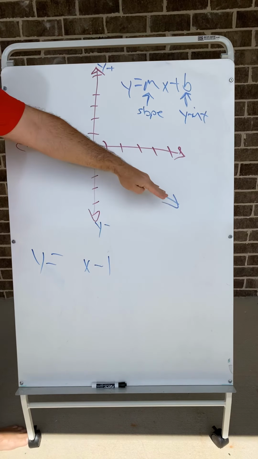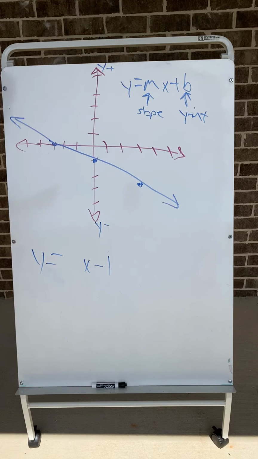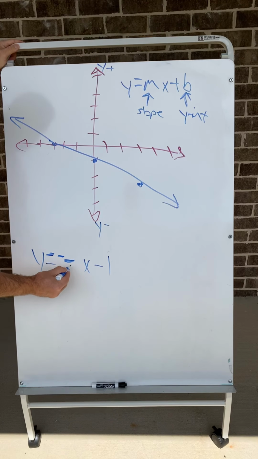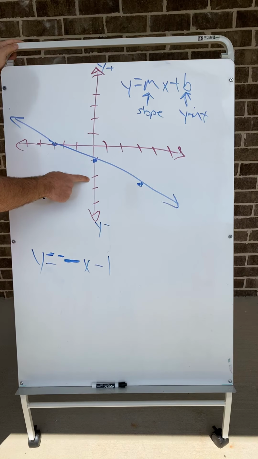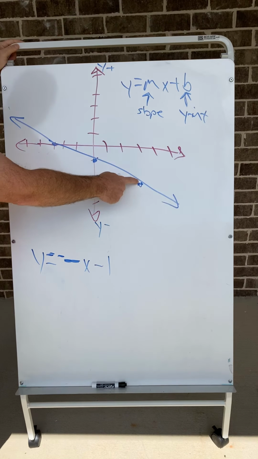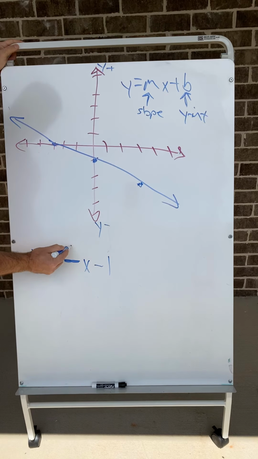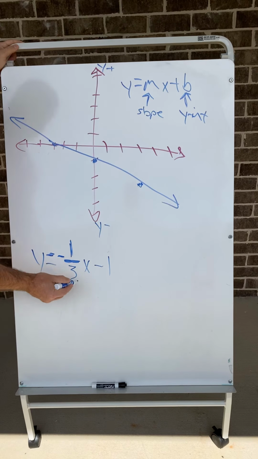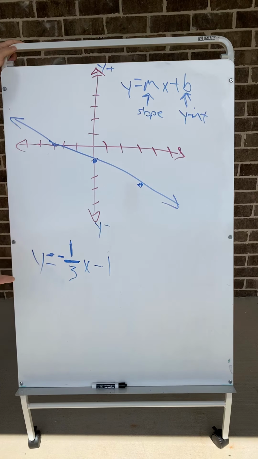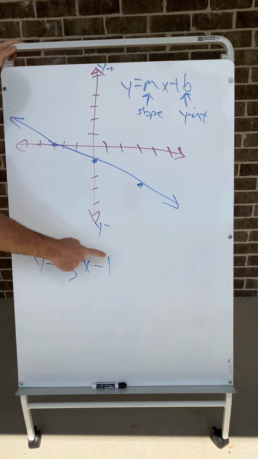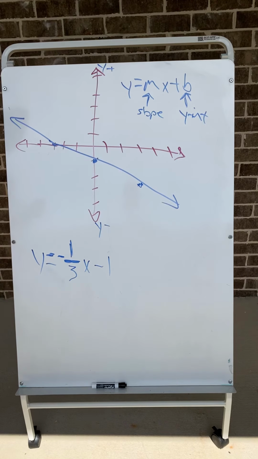So now I need to do the slope. Well, my line goes downhill. So if your line goes downhill, what's your slope going to be? Your slope's going to be a negative. So I know I've got a negative slope. So there's your negative sign. Here's my fraction bar. So I go down 1 and over 3. So your rise over run, it's negative 1/3 x minus 1. Okay, so let's try another one.